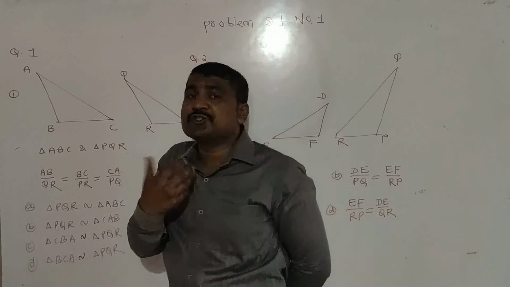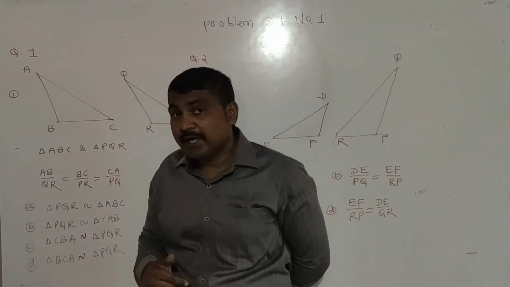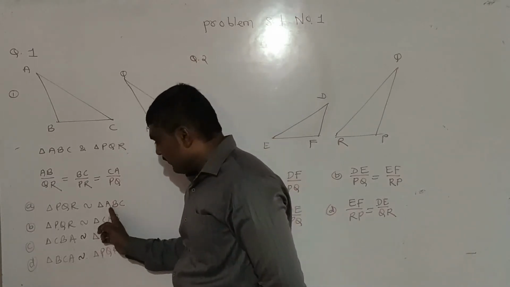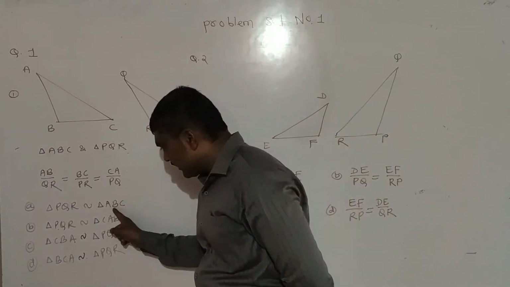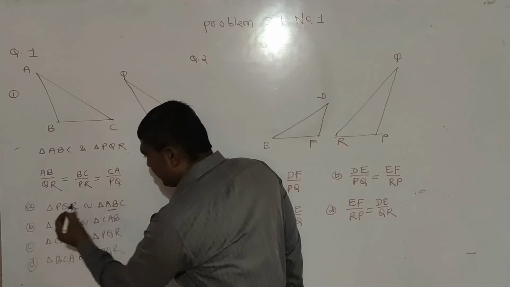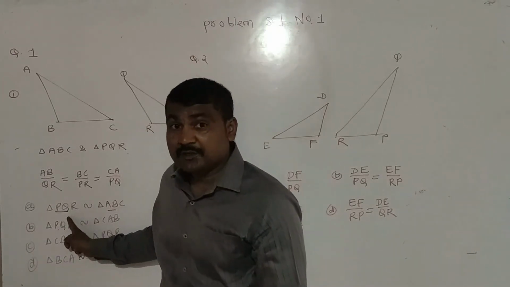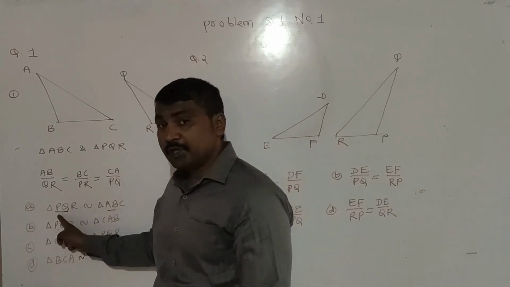Suppose we assume option number A is correct, then here AB is written. AB के नीचे क्या होना चाहिए? PQ. See, AB first and second. So for option number A, when you take AB, there should be PQ under it. When we assume option number A is correct, उसका मतलब क्या है? AB की corresponding side PQ होनी चाहिए.